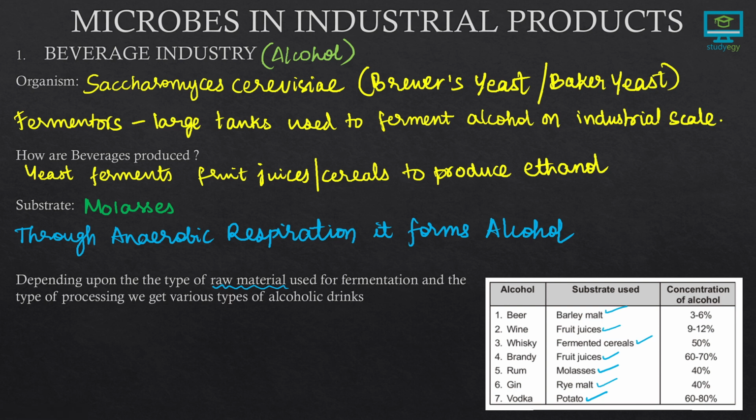Another interesting thing we should note is the type of processing. The type of processing also yields different types of alcoholic drink. For example, beer and wine are non-distilled, hence they have a very low concentration of alcohol, while when we compare it to whiskey, brandy, rum, gin and vodka, the alcohol percentage is very high. This is because they are distilled.